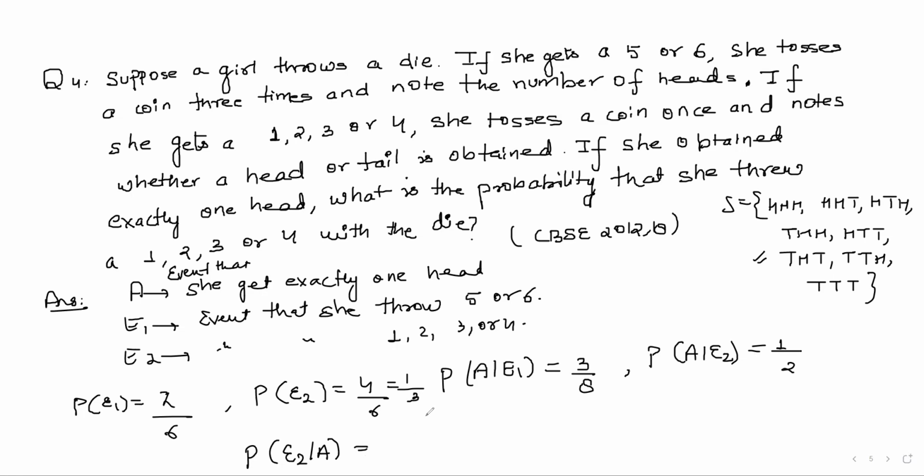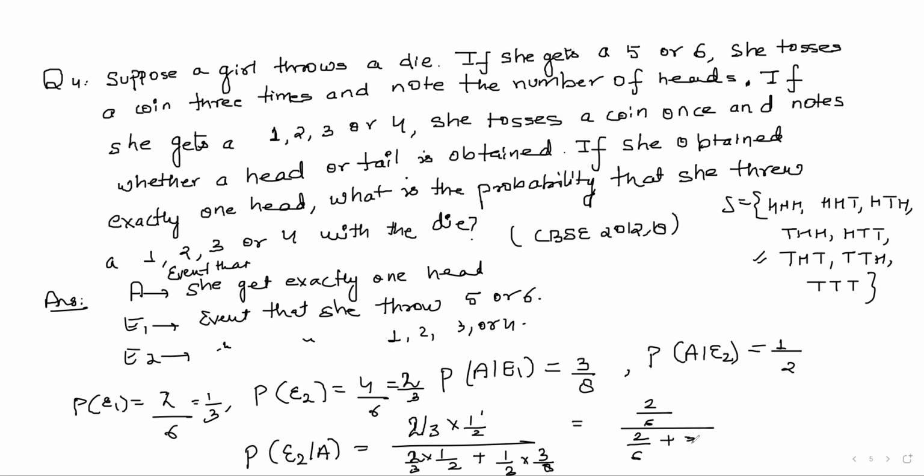P(E2/A) means P(E2), 1 by 3, into P(A/E2), 1 by 2, divided by 1 by 3 into 1 by 2, plus what is the next one? Sorry, E2 is 2 by 3. So 2 by 3 plus 1 by 3 into 3 by 8. So this is 2 by 6 plus 3 by 24. So 2 by 6 by 24, 8 plus 3. Shift 24 here into 11. So it should be 8 by 11.